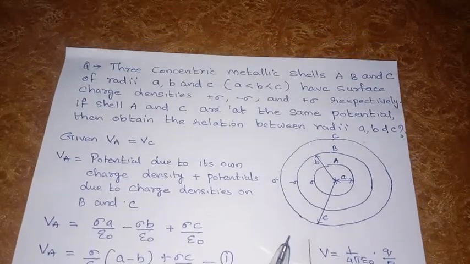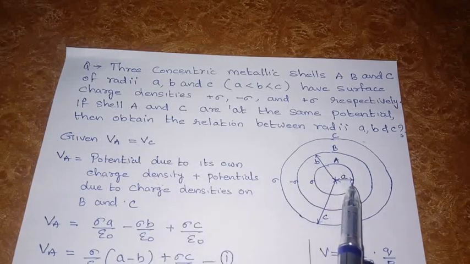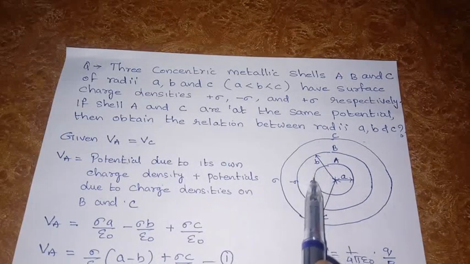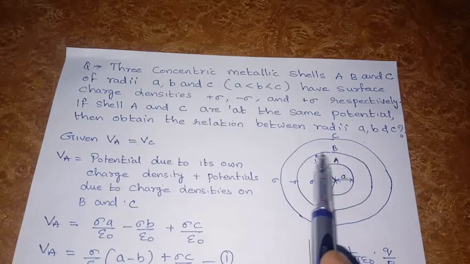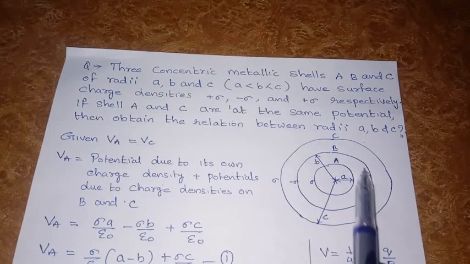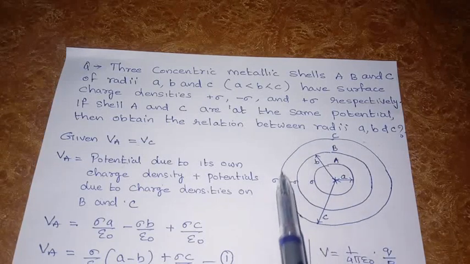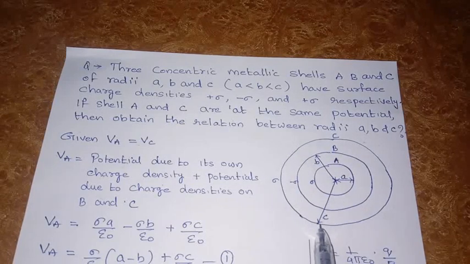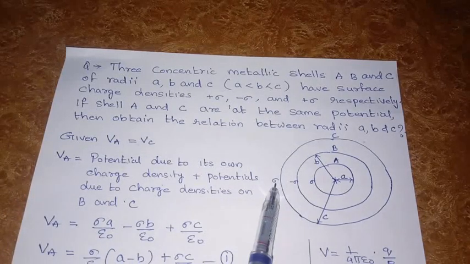So we have three concentric spheres, metallic spheres or conducting spheres. This is the inner sphere A that has a radius small a. This is the middle sphere B that has the radius small b, and this is the outer sphere C that has the radius small c. And the charge density is given by sigma. Inner sphere sigma, middle sphere it is minus sigma, and outer sphere it is sigma again.